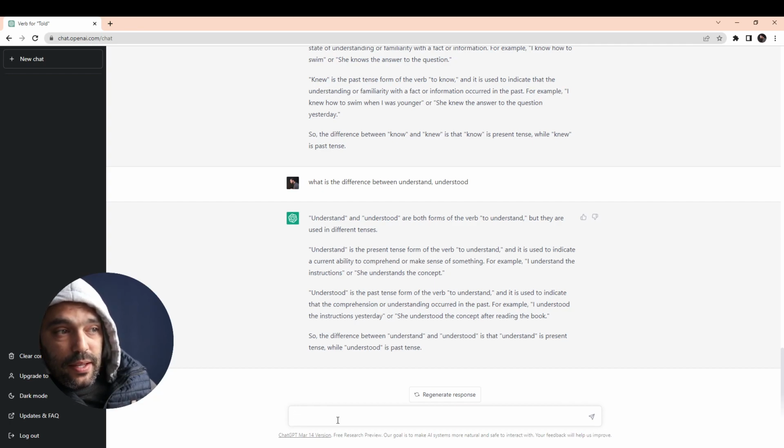Understood is the past tense form of the verb to understand, and it is used to indicate that the comprehension or understanding occurred in the past. For example, I understood the instructions yesterday, or she understood the concept after reading the book. So, the difference between understand and understood is that understand is present tense while understood is past tense.